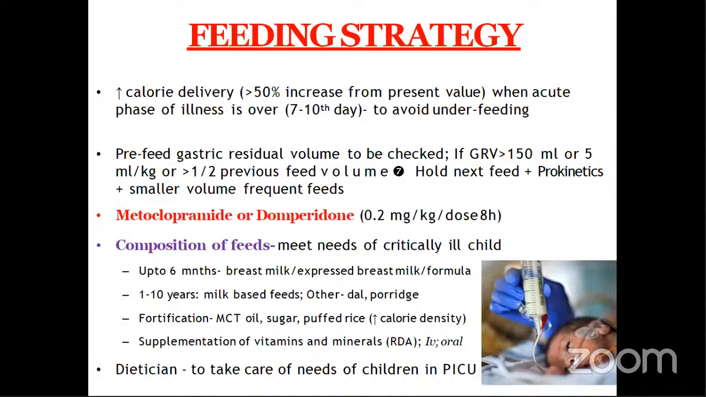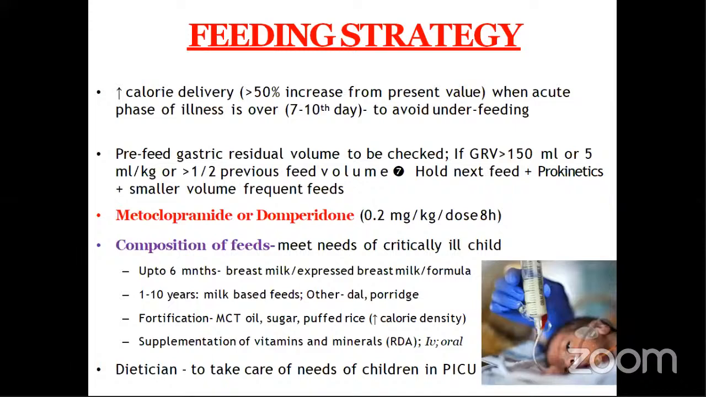If this volume is more than 150 ml in cases of higher quantity feeds, or is more than 5 ml per kg, or it is more than half of the previous feed volume. That is, if my previous feed was 20 ml and what I have aspirated at the end of 4 hours is suppose 10 ml or 15 ml, we'll have to hold the next feed.